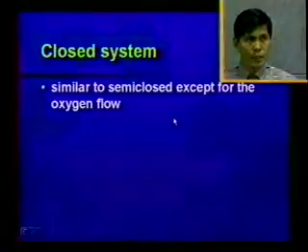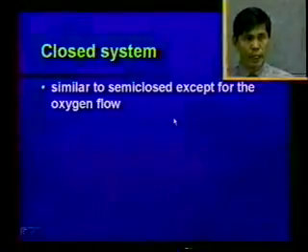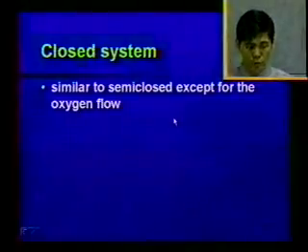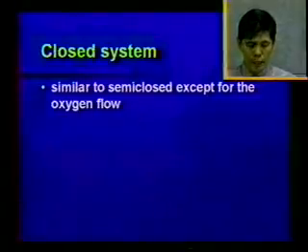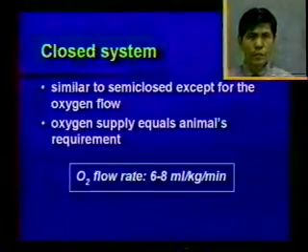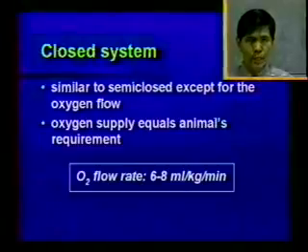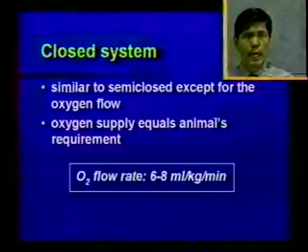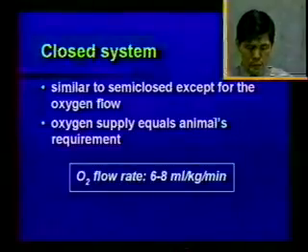The closed system is similar to semi-closed system except for the oxygen flow. In this system, there is a complete rebreathing of the expired gases. So in this system, the oxygen flow rate that you set should be equal to the oxygen requirement of the animal. When the animal is anesthetized, the oxygen requirement is about 6 to 8 mL per kilogram per minute.